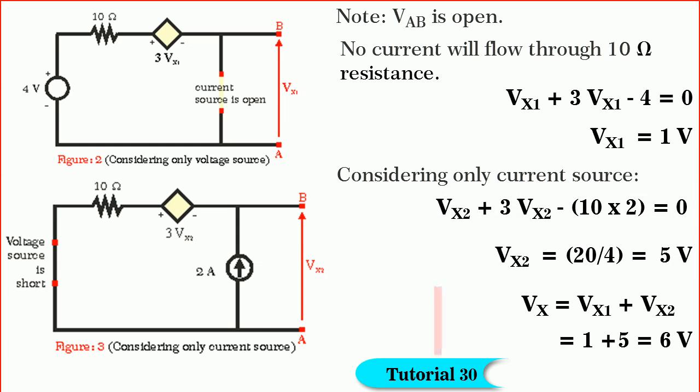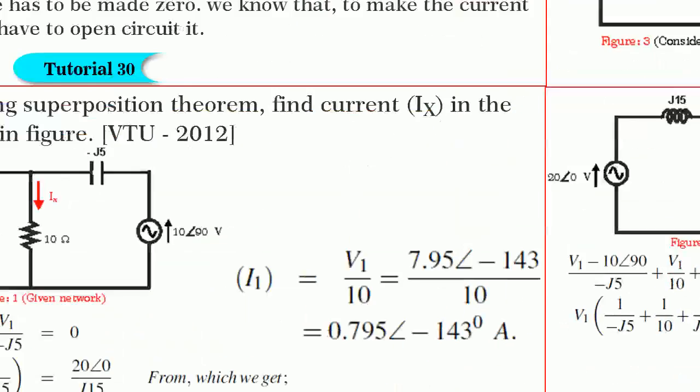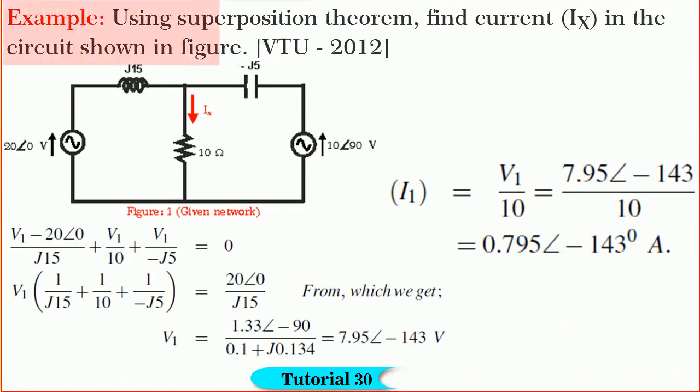Therefore, the total voltage Vx due to both the sources is Vx is equal to Vx1 plus Vx2. By substituting, we get Vx is equal to 6 volts. Is it not interesting, friends? Next, let us consider another problem to find Ix in the network shown in figure.